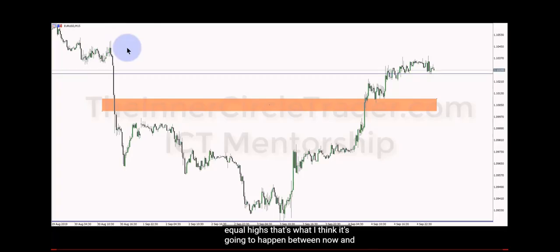That's what I think is going to happen between now and non-farm payroll. What we do after that remains to be seen. I don't like to forecast too much with non-farm payroll.